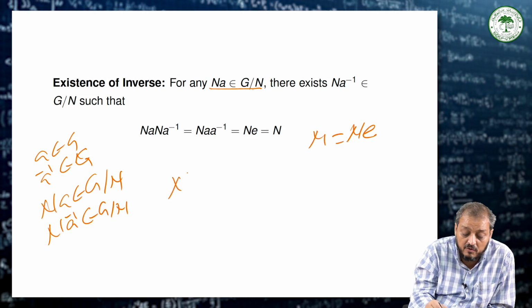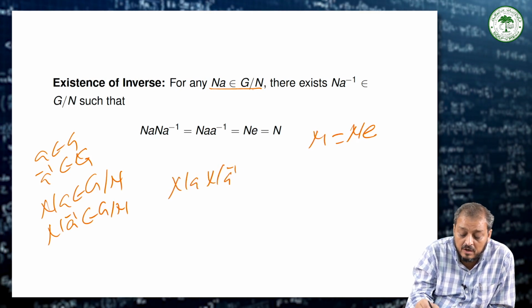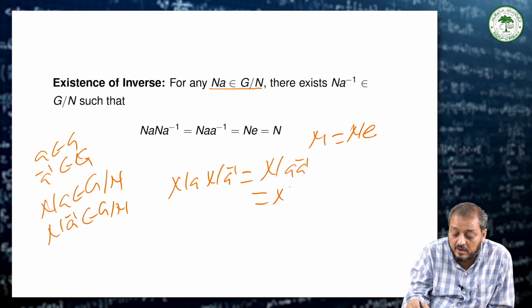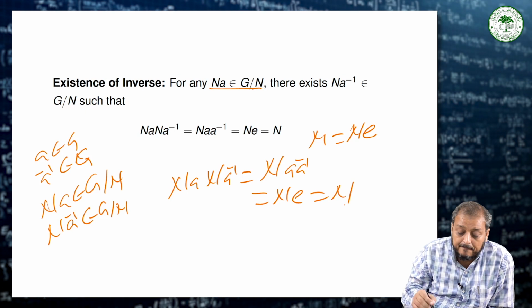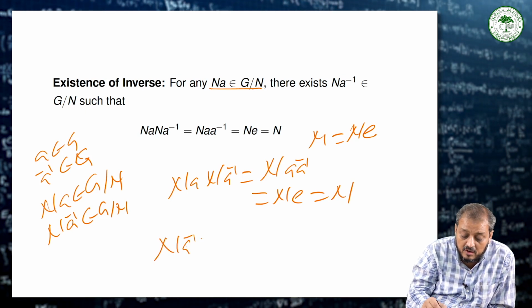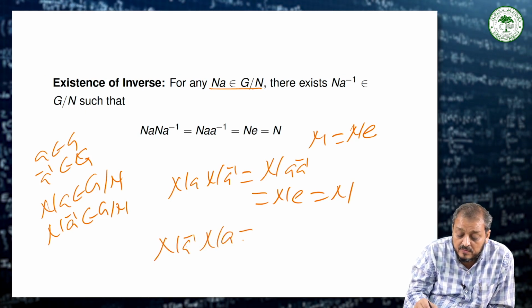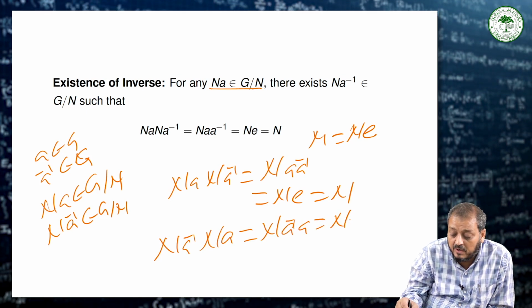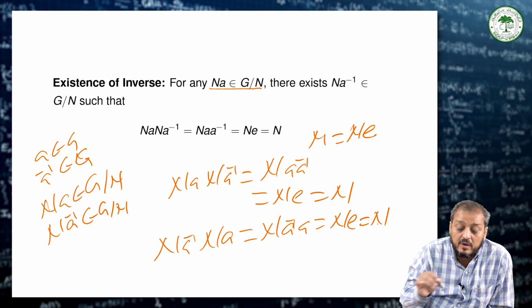So if we take N of A inverse, by the definition, A inverse is equal to N of E, and this is equal to N. Similarly, N of A into N of A inverse is equal to N of A A inverse, which is equal to N of identity, and again this is N.